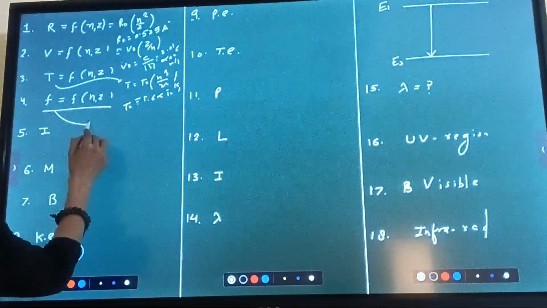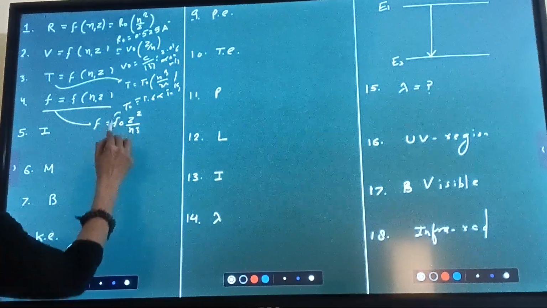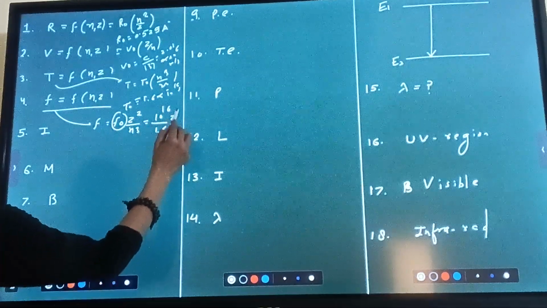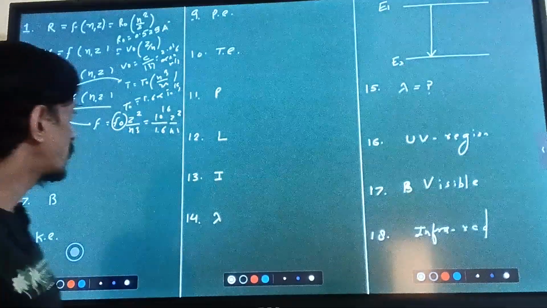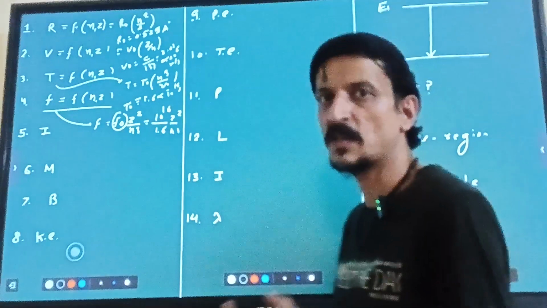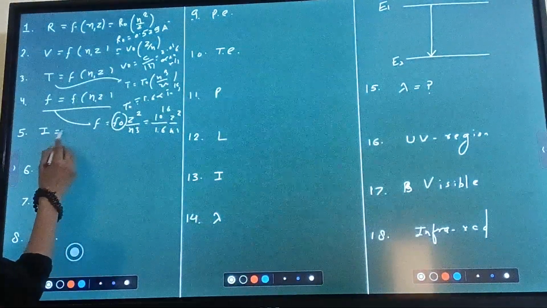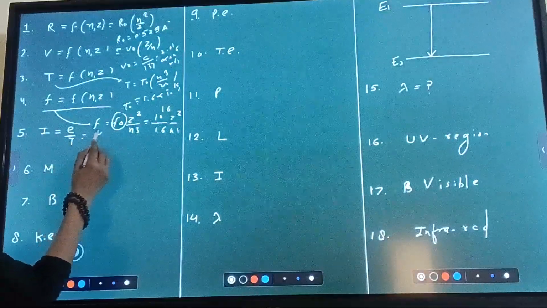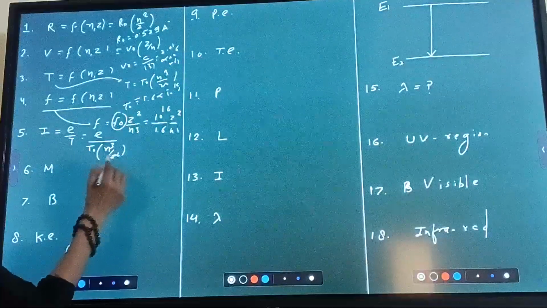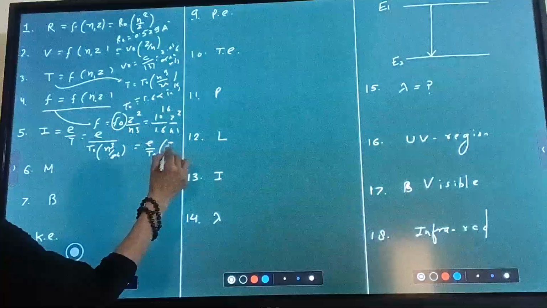Then frequency is inverse of this. So frequency is f naught z square by n cube. And if you solve this, it will be 10 to the power 16 by 1.6 into z square by n cube. So about of the order of 6 into 10 to the power 15 hertz, which is frequency of oscillation of the electron. Next is current. So current is charge by time. So this is e. Time is proportional to T naught n cube by z square. So this can be written as e by T naught into z square by n cube.